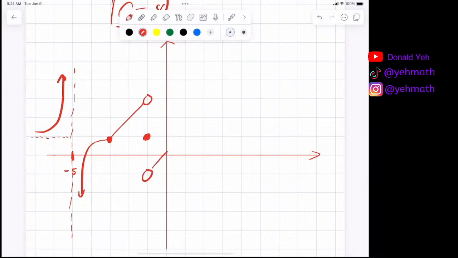Open circle this way. Open circle this way. And closed circle, open circle this way. Okay.